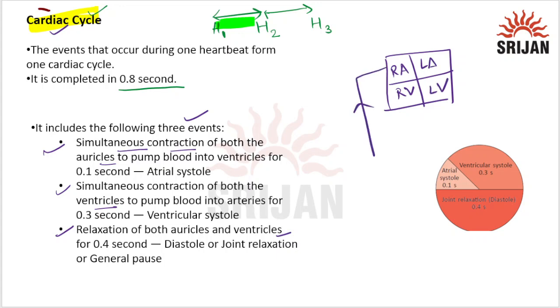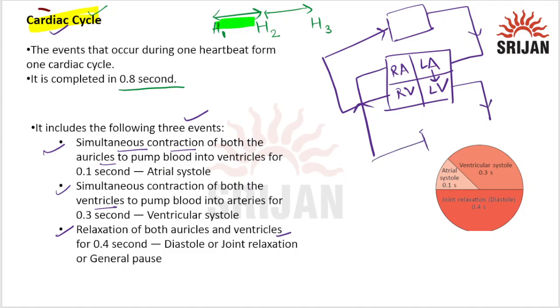What happens? The vena cava brings deoxygenated blood. The right ventricle sends the blood for purification to the lungs. The lung sends blood to the left auricle. The left auricle sends blood to the left ventricle. Then the left ventricle sends it to the body tissues. This is basically the cycle.